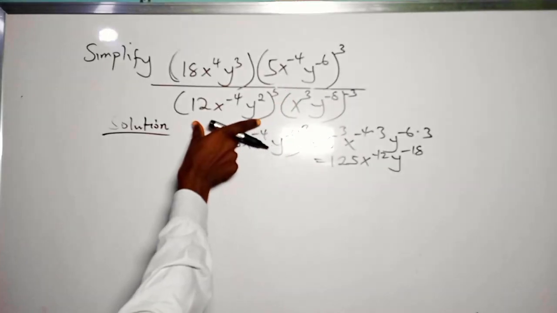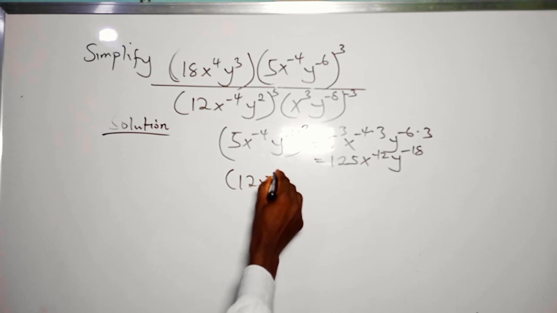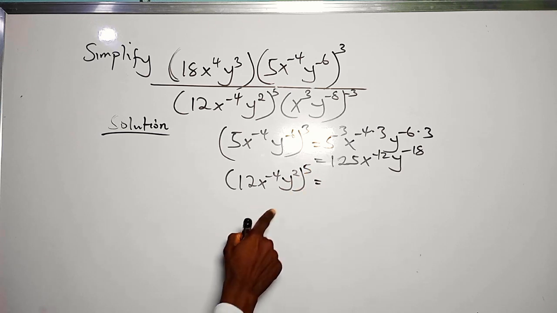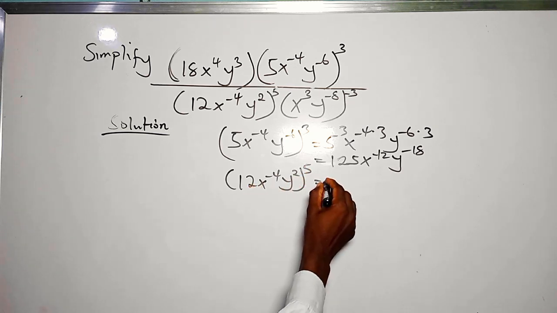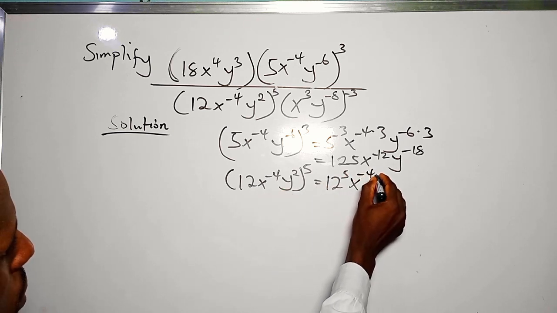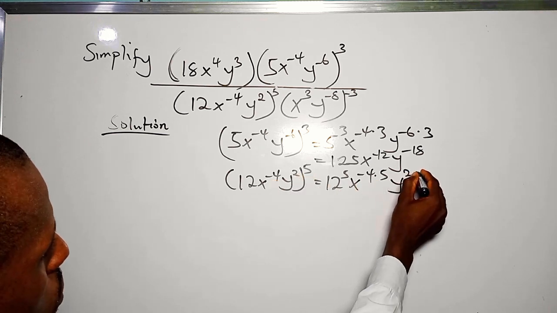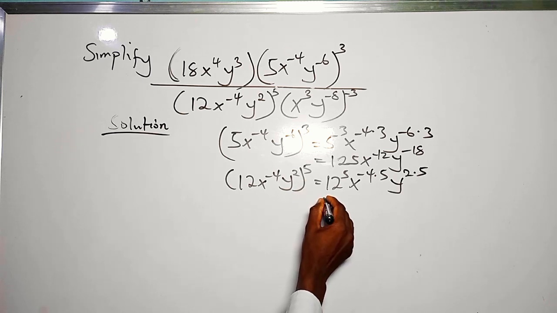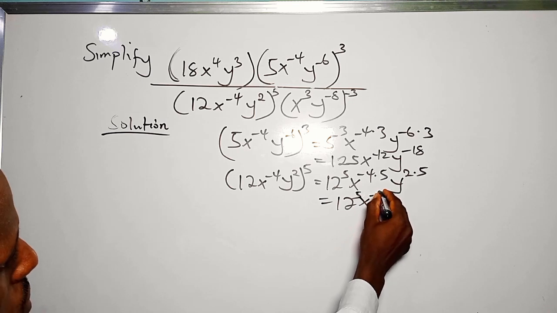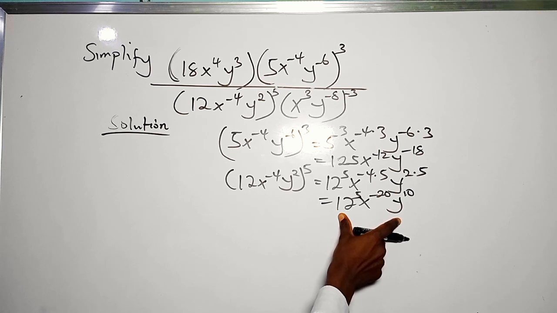So for this, let's work with this. We have (12x^-4y^2)^5. This power will affect everything. So we have 12^5 times x^(-4 times 5), and we apply the exponent rule. Here we have y^(2 times 5). When we resolve this, we have 12^5, x^-20, and y^10, which is the result of this.